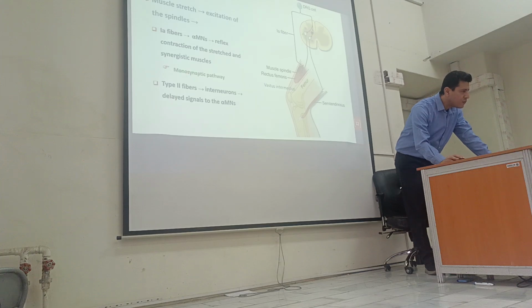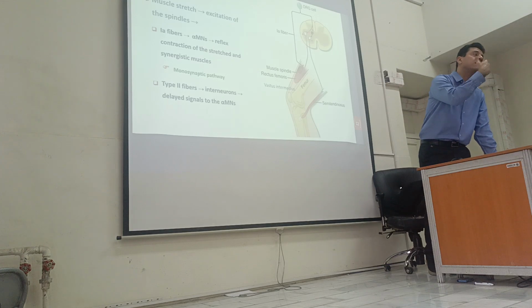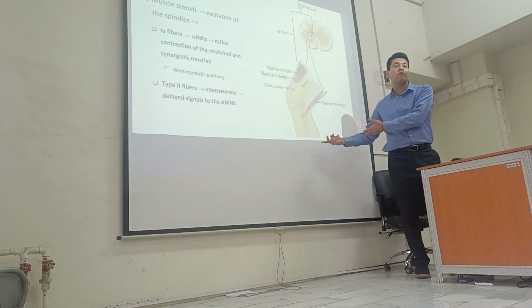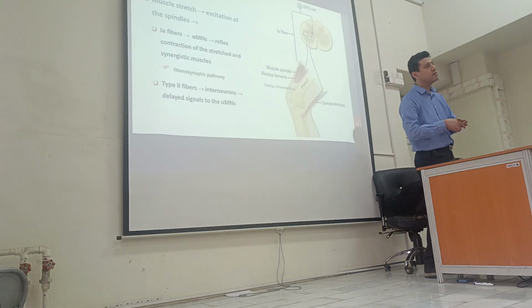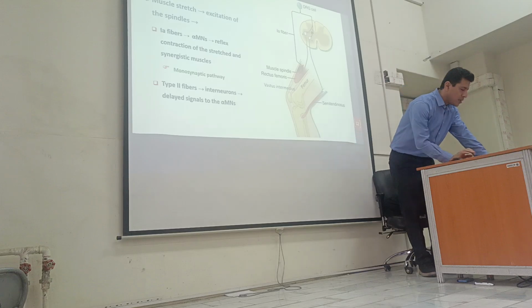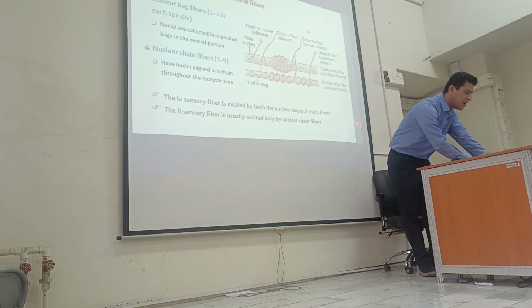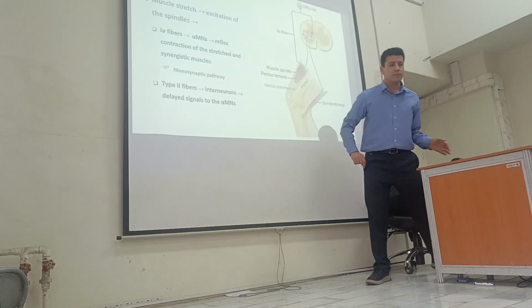Monosynaptic pathway, because we have only one synapse. But remember that we had also type 2 fibers that are not shown here. They start from the spindle, go to the spinal cord, activate several interneurons, and the interneurons activate alpha motor neurons. Right? So that pathway is called a disynaptic or multisynaptic pathway. So this is the stretch reflex. I think it's enough for today. Okay?